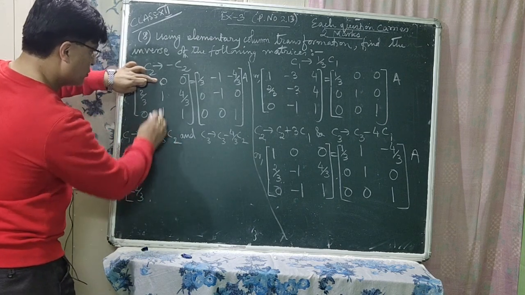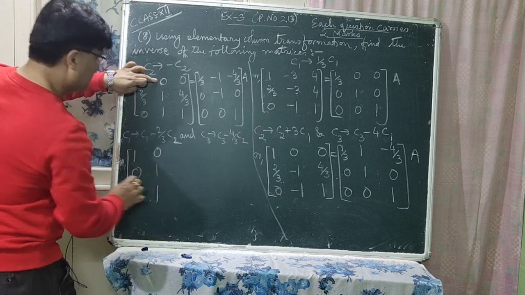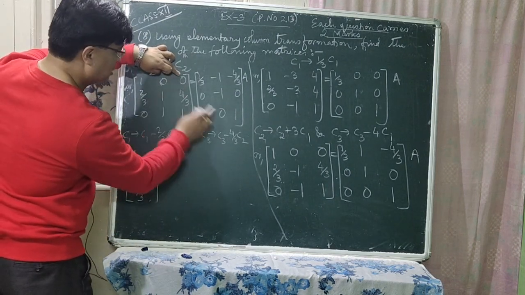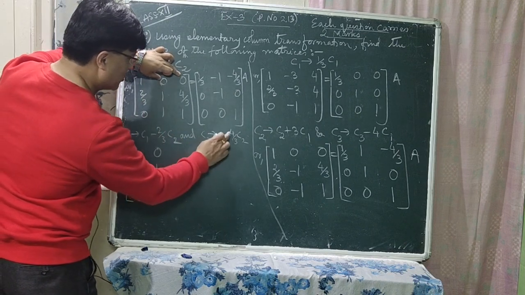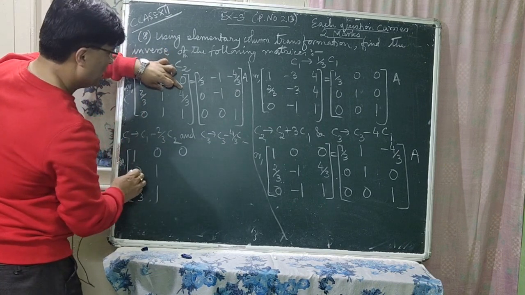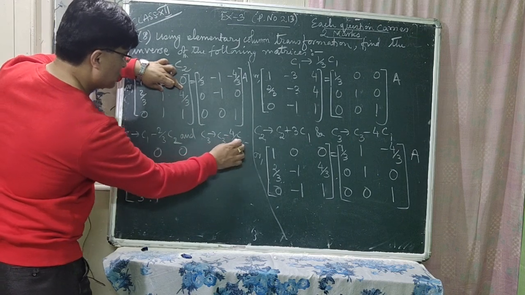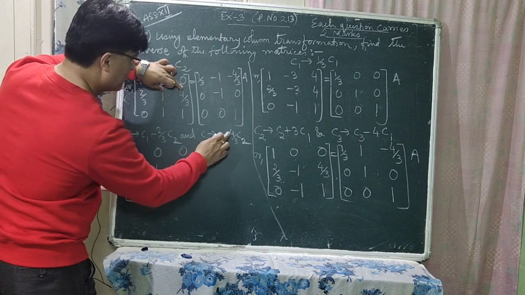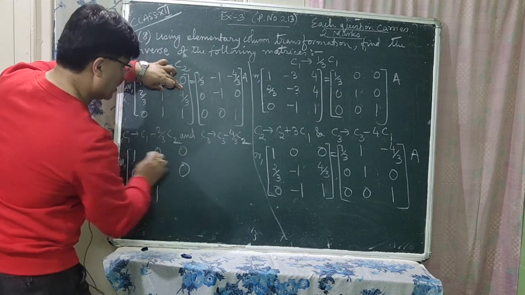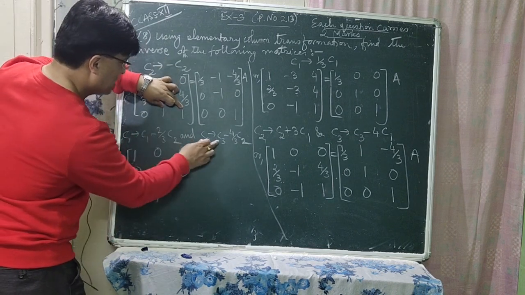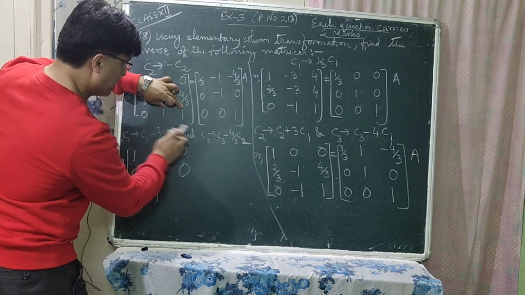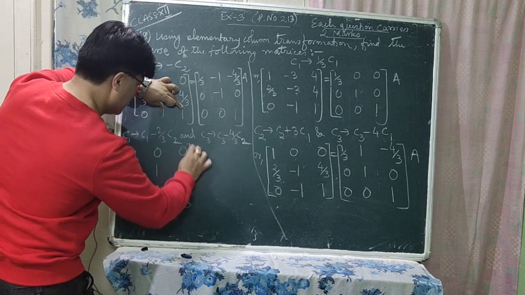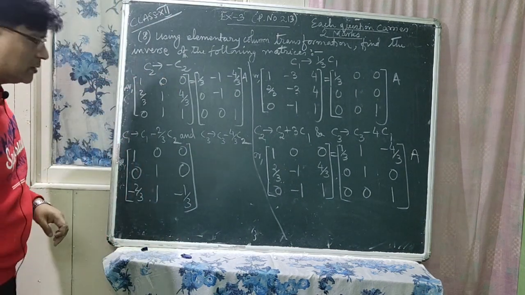And next, column 2 remains same. This is your C2. Column 2 remains same, that is 0, 1, 1. But column 3 is changing. How does it change? Column 3. C3 is 0, C2 is also 0. 0 minus 4 by 3 into 0, that is 0. Now C3 is 4 by 3, C2 is 1. So 4 by 3 minus 4 by 3 into 1, that is your 0. Next one is C3 is 1, C2 is 1. Right? So it is 1 minus 4 by 3, that is minus 1/3. Right?